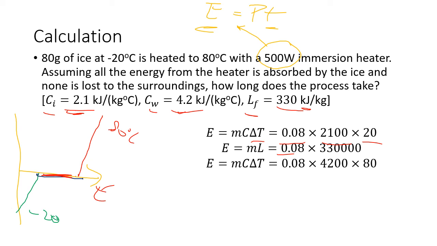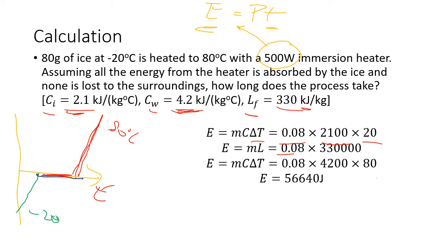And then the final bit, running up here, is another MCΔT, same mass. This time, however, we're using the specific heat capacity of water, not ice. So it's 4.2 kilojoules per kilogram per degree C, 4,200. And then the temperature change is going from 0 to 80, so the temperature change is 80. So three things, I'm going to bung all three in my calculator, and that gives me that as my energy.